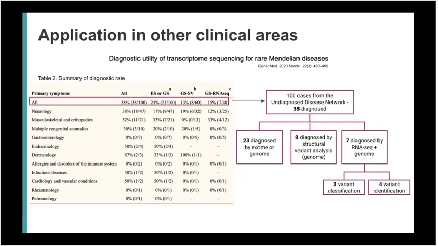But overall in this group, 7 of the 38 diagnoses that were able to be made were made possible by RNA analysis. And of these, 3 were variant classification changes, 2 of which were synonymous variants, and 4 were new deep intronic variants.